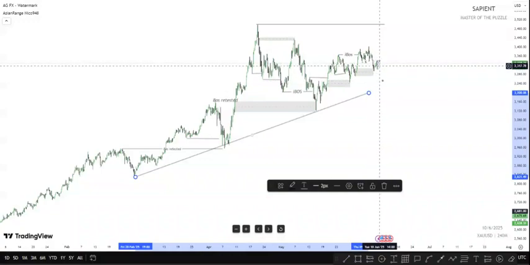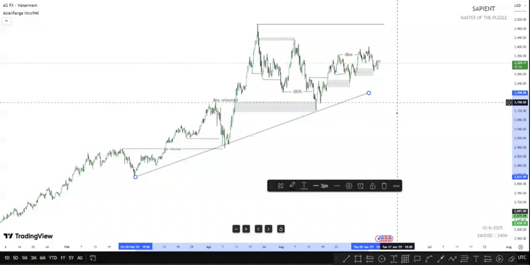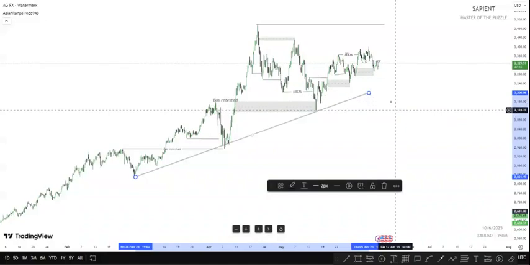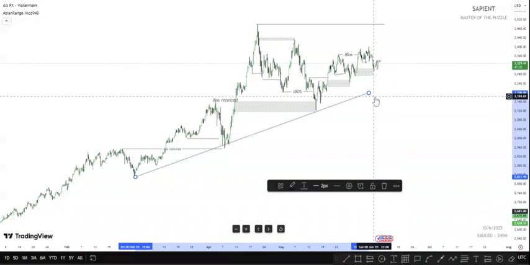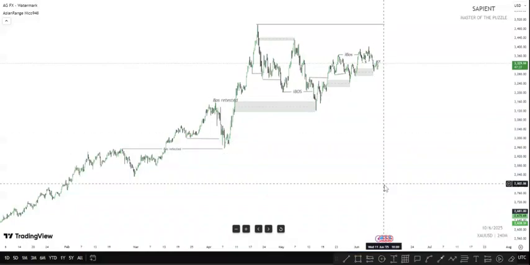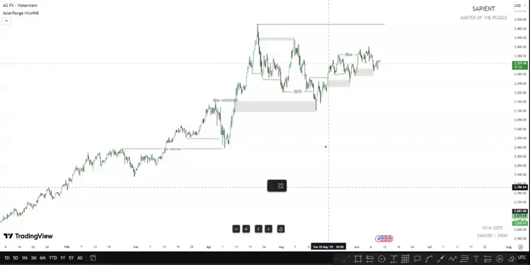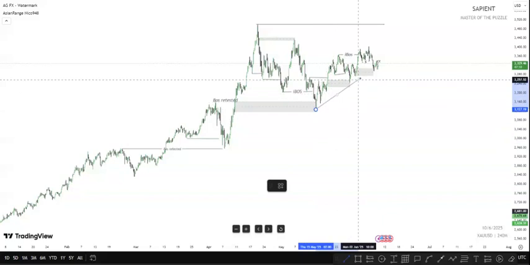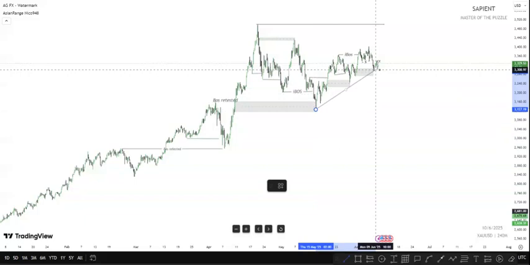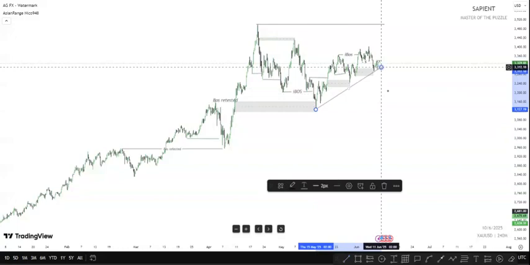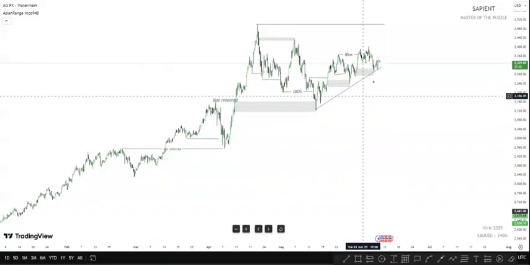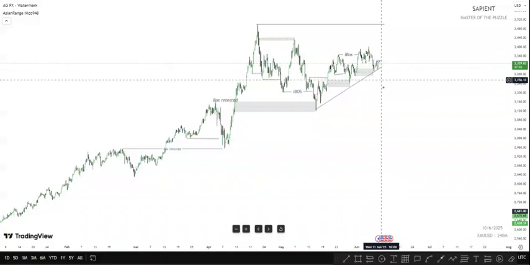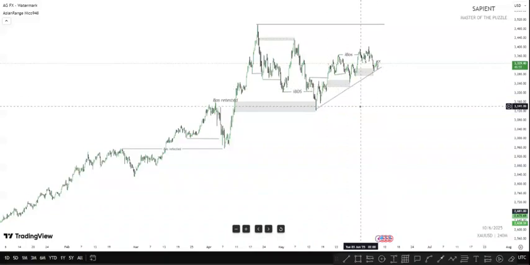then I'm probably expecting price to push down. If I draw another trend line again, let's say from here, price is probably going to break it. Right? But it is trading.